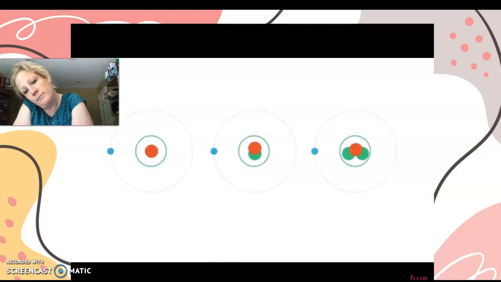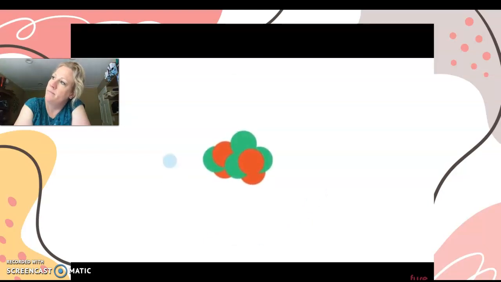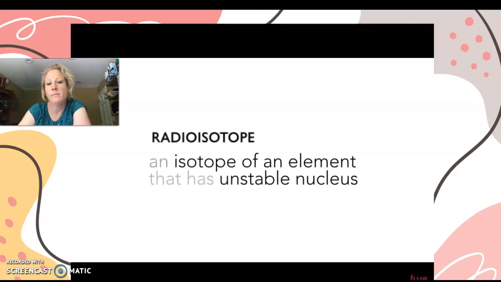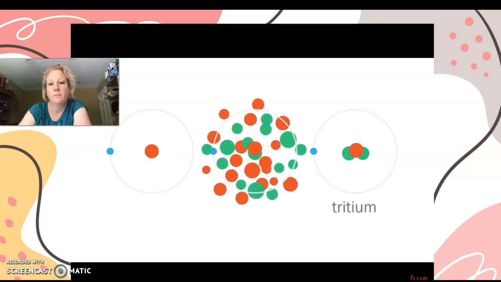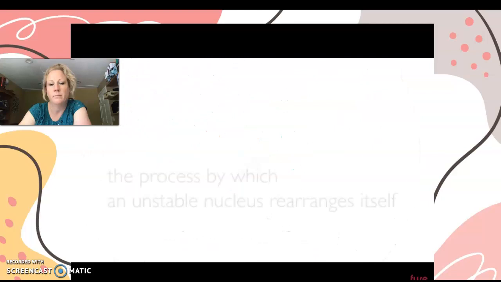And nuclei behave in a similar way, and they will try to stabilize themselves. If there are too many protons or too many neutrons, the nucleus can spontaneously rearrange itself and throw out particles in the process. This is essentially what happens in radioactive decay. Isotopes that have unstable nuclei like this are known as radioactive isotopes or radioisotopes. In our hydrogen examples, tritium is unstable and is hence a radioisotope of hydrogen. The more unstable a nucleus, the faster it will try to rearrange itself into a more stable state. Another name for this process is radioactive decay.